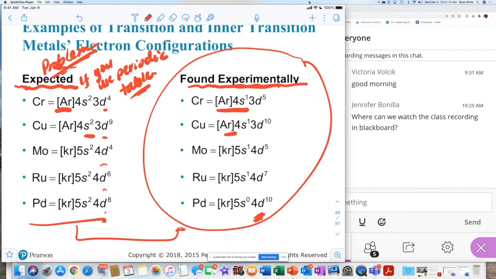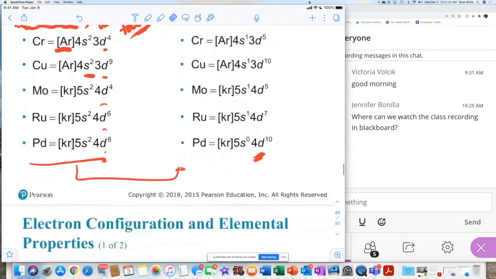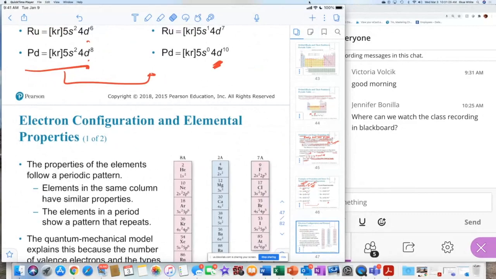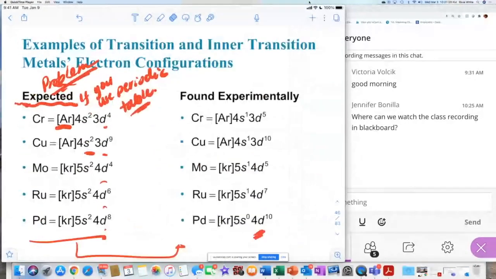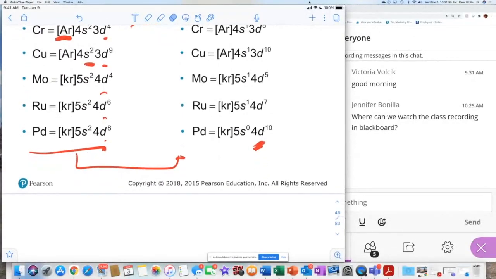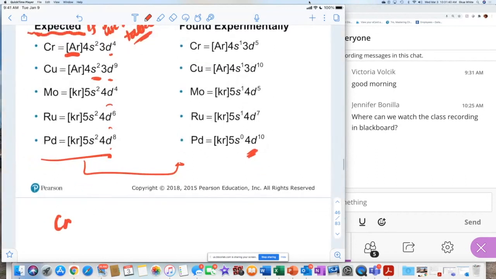Now, some of these experimental results kind of make sense, some of them don't. So I'm going to go through and show you the ones that sort of make sense. Wait, where's the page at? It's important to click the right slide. Okay. So I'm looking at chromium here. Now, for chromium, we're going to be looking at what looks like just the valence, right? Because they have Ar up here. Chromium has 24 electrons, and we are only showing 4s and then 3d.